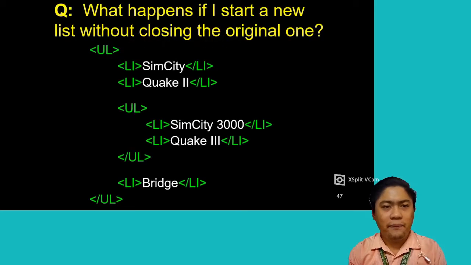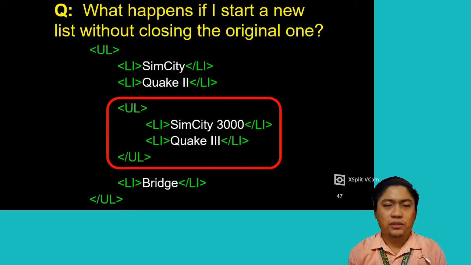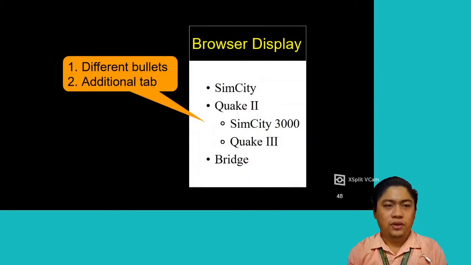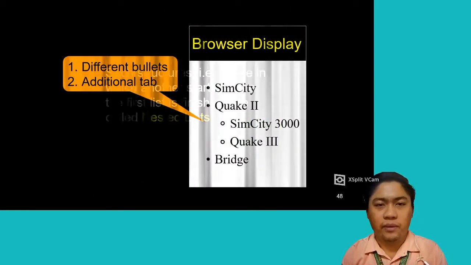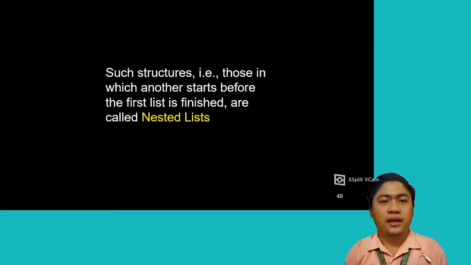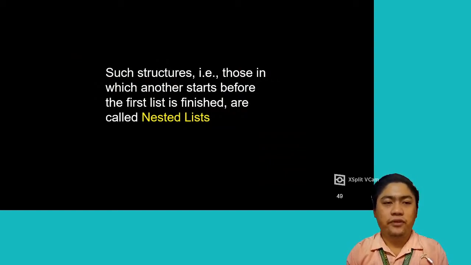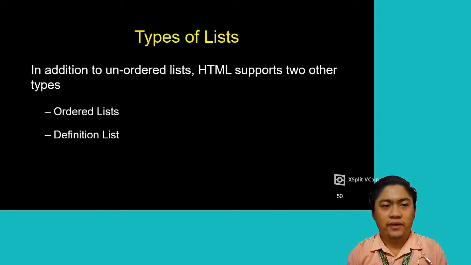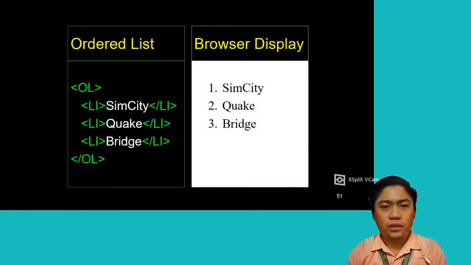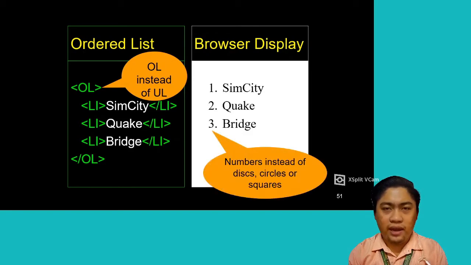And also we have the square type for you to make the bullet type a square. Now, what happens if I start a new list without closing the original one? So you have the different bullets and the additional indent. Such a structure, in which another list starts before the first list is finished, is called a nested list. So we have other types of list. In addition to unordered list, HTML supports two other types: the ordered list and the definition list. So you will just use OL instead of UL, and numbers instead of these circles or squares.